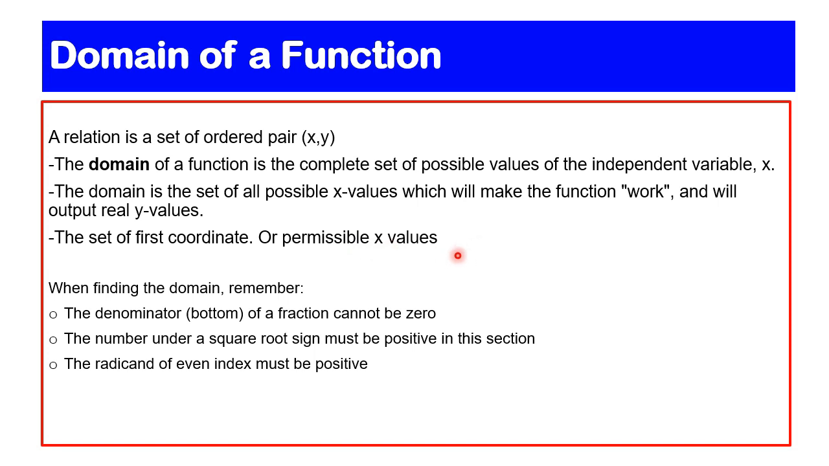When finding the domain, we should remember that the denominator, or the bottom of a fraction, must not be zero. Otherwise, it will be undefined. Second, the number under a square root sign must be positive, because the square root of a negative number is undefined. The same goes for all radicands of even index, which must be positive. If the index is odd, there is no problem with a negative value, because we can have a negative result. So these are the three things we remember in getting the domain of a function.